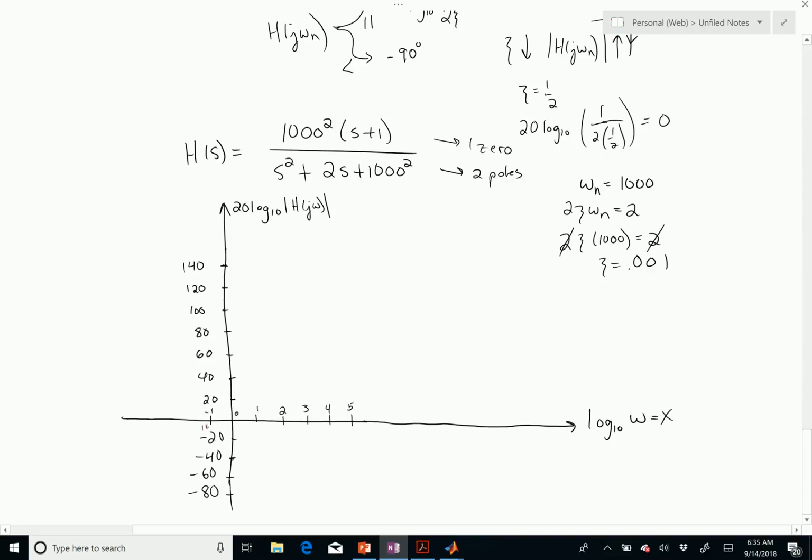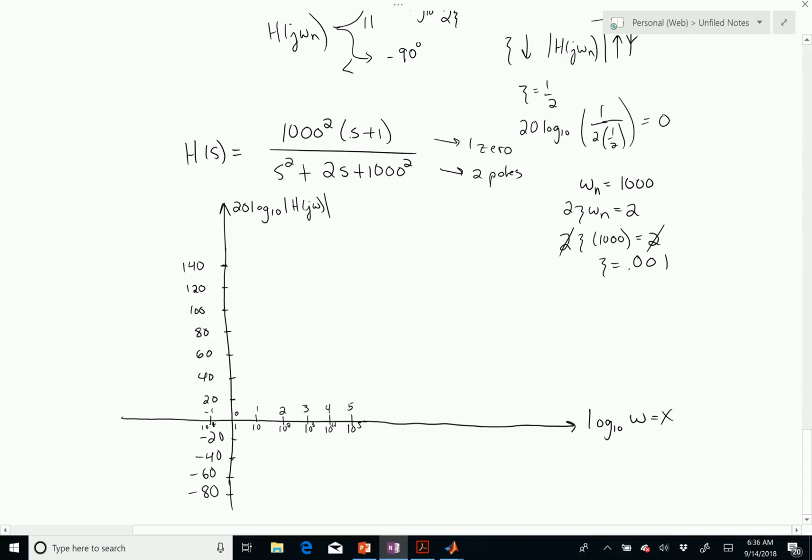Minus 1 represents 10 to the minus 1, right? In other words, the log of 10 to the minus 1 is minus 1. The log of 1 is 0. The log of 10 is 1. The log of 100 is 2. The log of 10 to the third is 3. 10 to the fourth is 4. And 10 to the fifth is 5. Okay? So now let's look at the individual pieces.